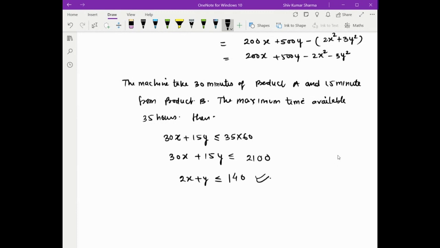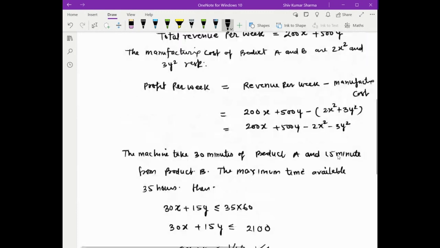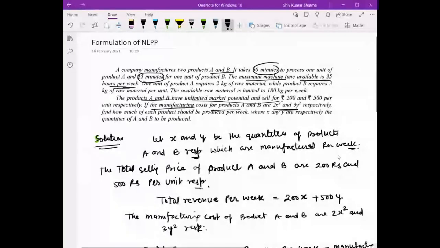So on the basis of the question, 30 minutes of time processes 1 unit of product of type A, and 15 minutes for type B. Total availability is 35 hours. So we can convert hours into the week.